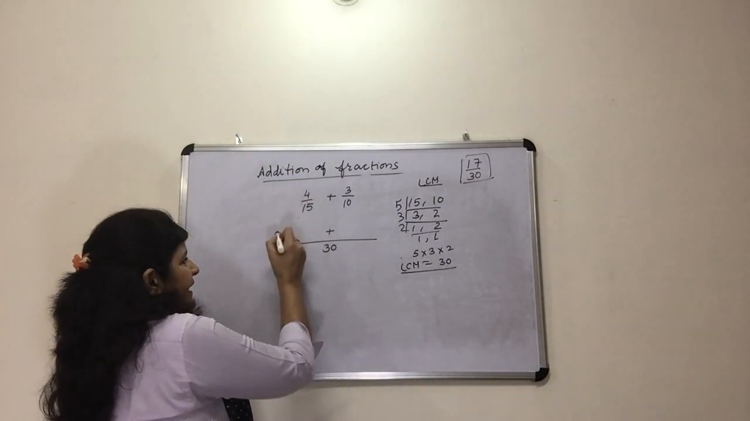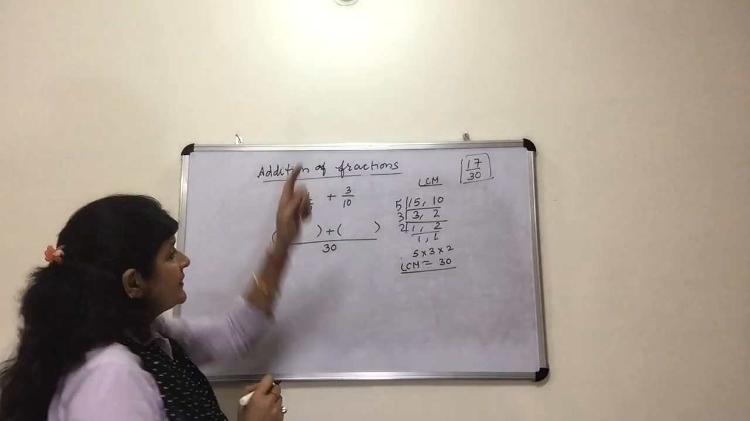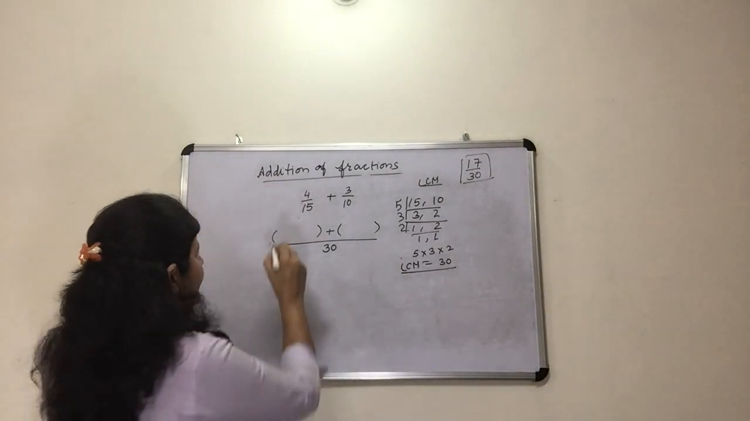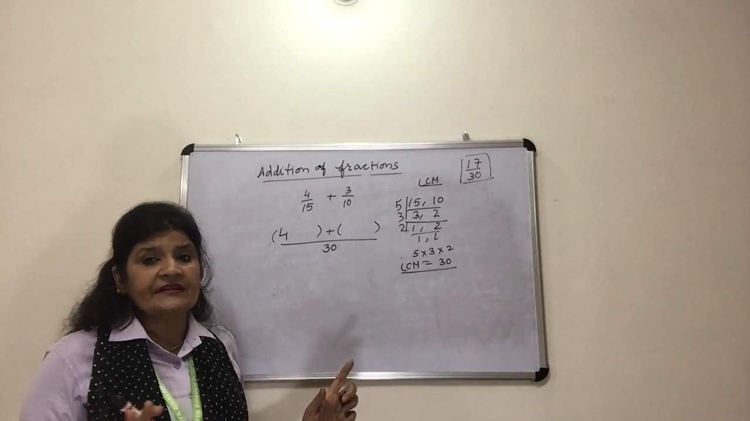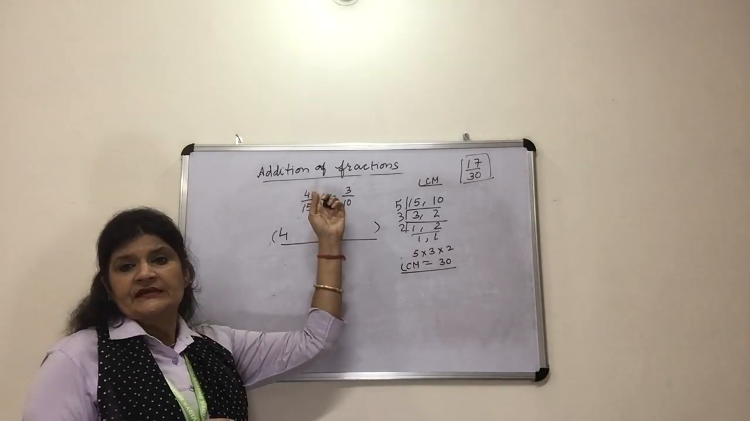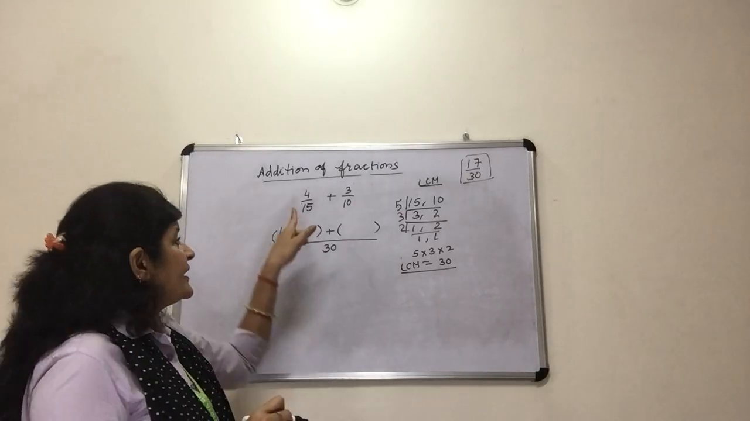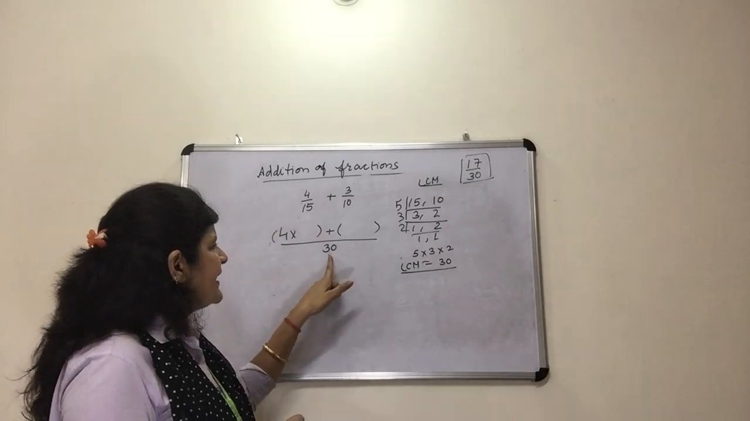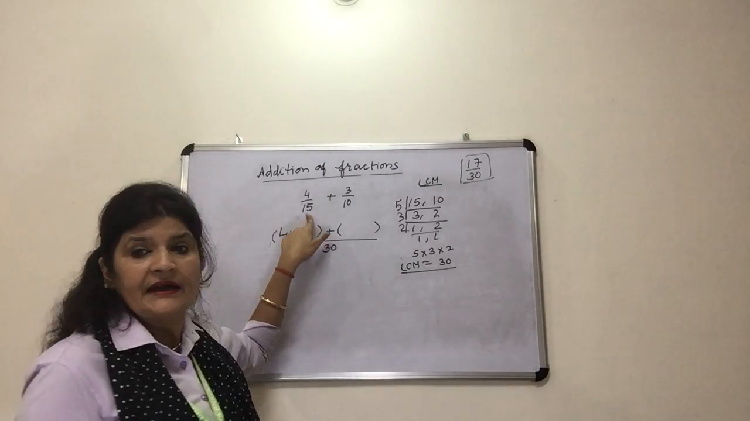This is the method which we will use every time in our senior classes or further classes. Now see, here you do it like this. The numerator in the first fraction, you have to copy as it is. No need to do anything with this numerator, just copy it, multiplied with, the denominator is 15, you divide the LCM 30 by the denominator 15.